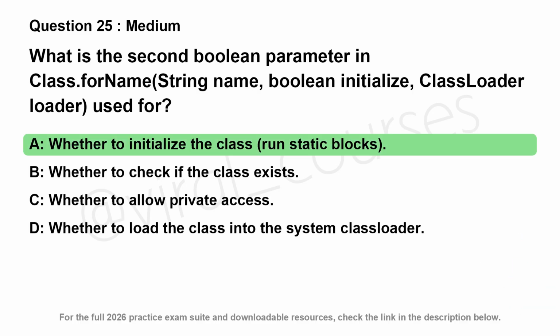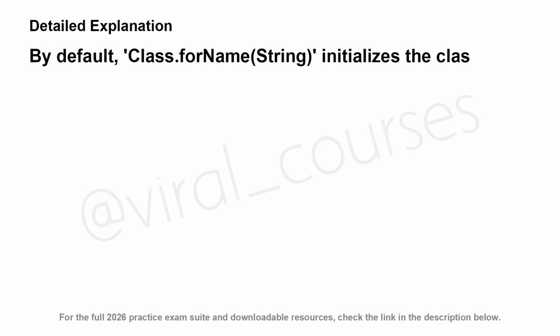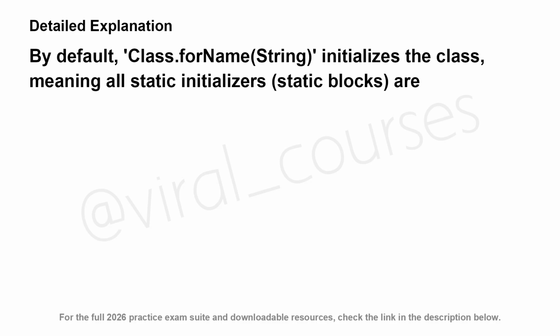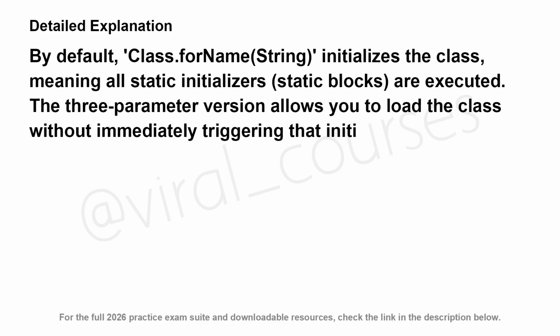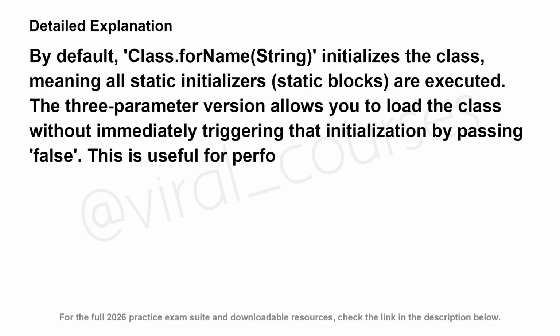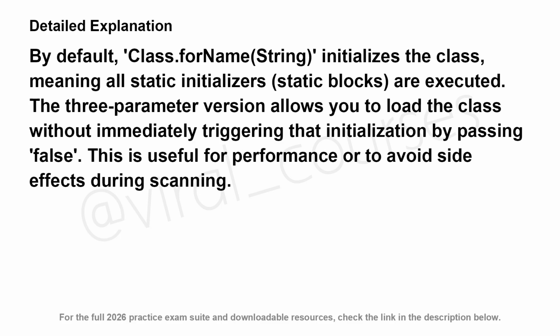The correct answer is A. By default, Class.forName(String) initializes the class, meaning all static initializers, static blocks, are executed. The three-parameter version allows you to load the class without immediately triggering that initialization by passing false. This is useful for performance or to avoid side effects during scanning.